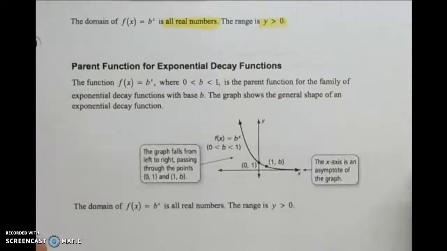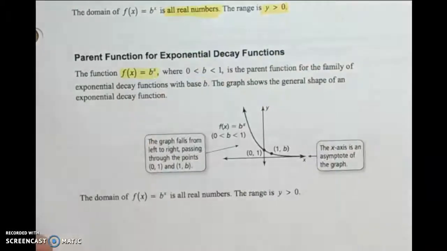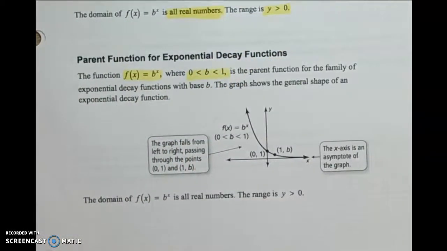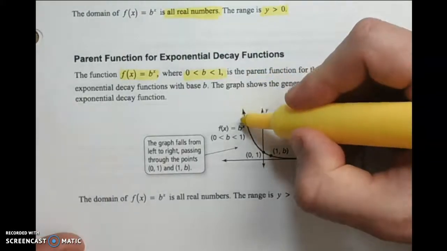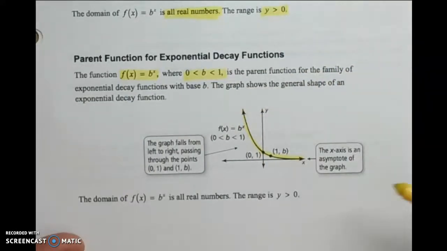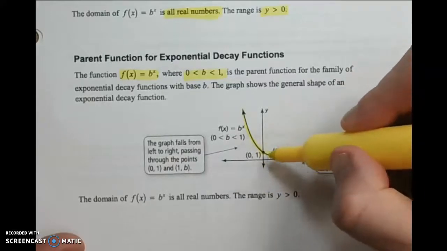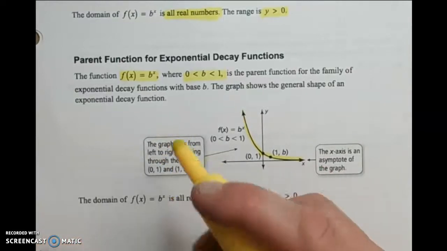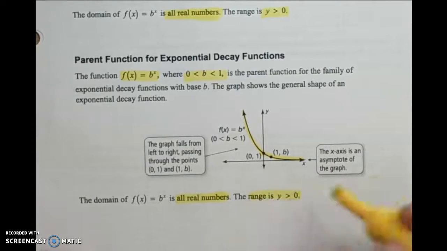Alright, parent function for decay, really similar. Your equation f of x equals b to the x power, but this time b is in between 0 and 1. And now the general shape is going to be this. It's going to come down and then get really close to that x-axis. Again, the asymptote is the x-axis. It's going to hit (0, 1) and (1, b) still. And again, your domain is all real numbers, and then your range is y is greater than or equal to 0.